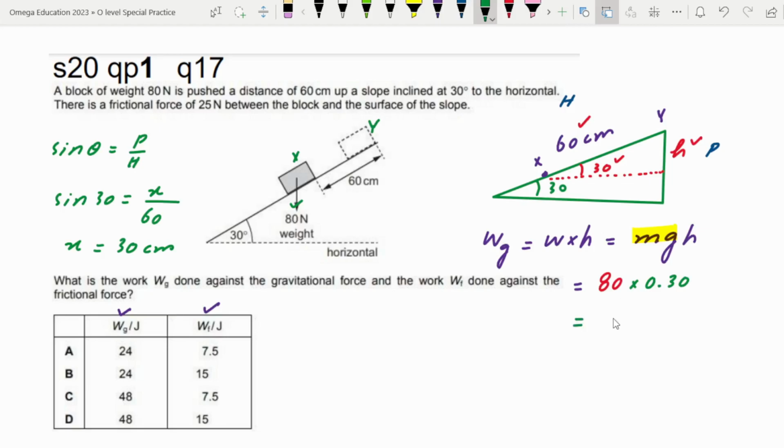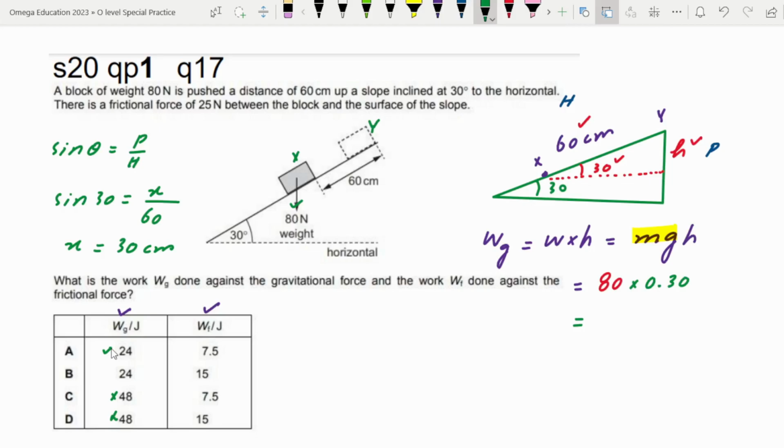We get 80 times 30 would be 2400, then divided by 100 would be 24. So we get 24, right? Yes. So the work done against gravity would be 24 joules. So it has to be either A or B.